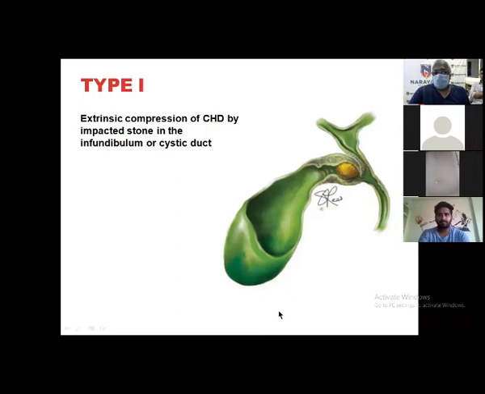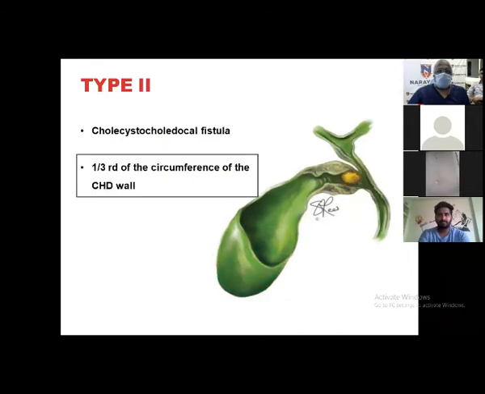The LFT may show elevated enzymes, especially increased serum bilirubin, the direct portion, and also increased ALP. This is type 2. One third of the circumference of the common hepatic duct wall is gone. So this has almost become a cholecystocholedochal fistula, but the treatment for this is a little varied compared to the coming groups.